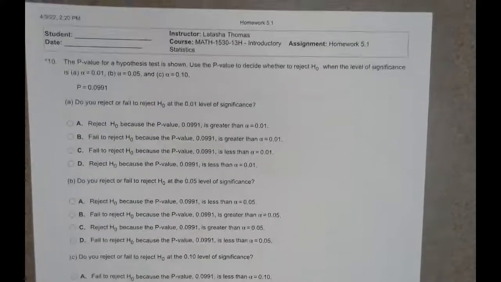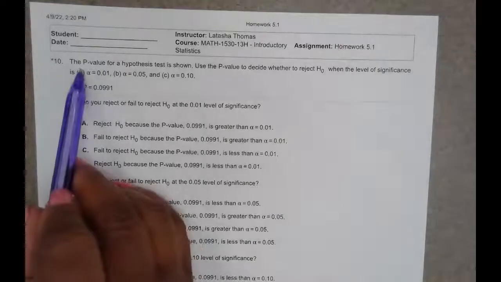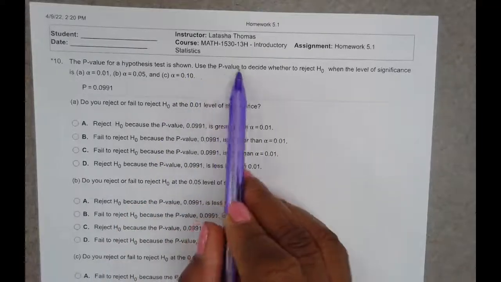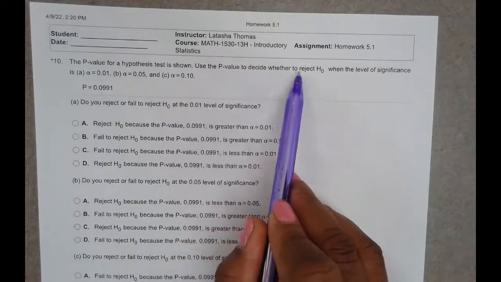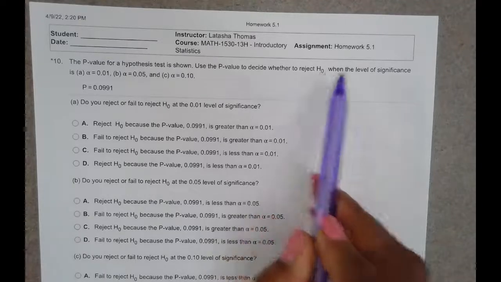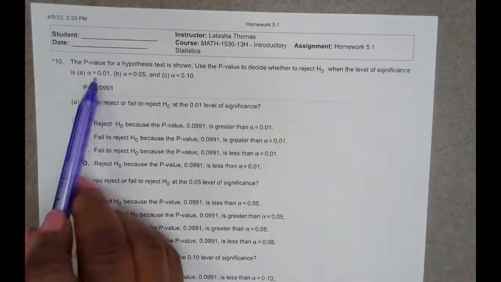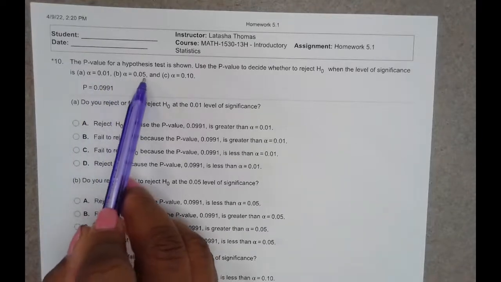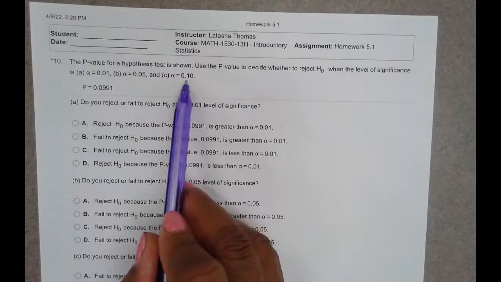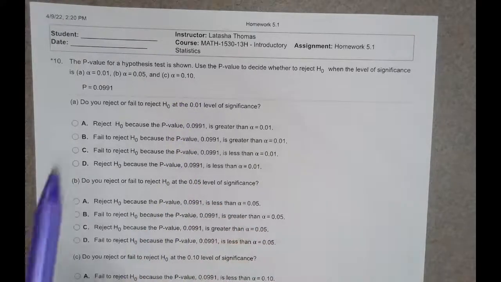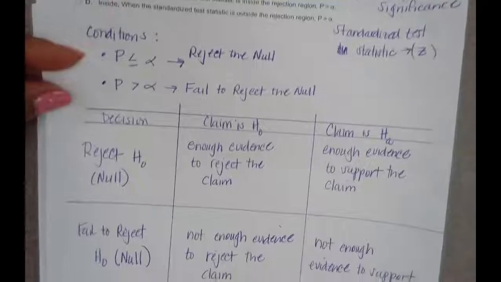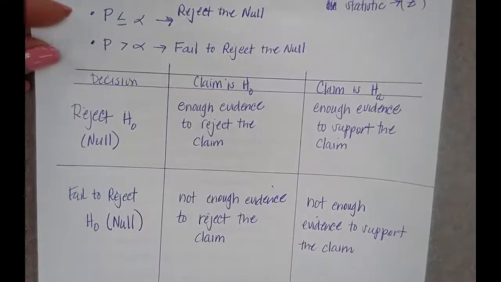Okay, let's take a look at our number 10. The p-value for a hypothesis test is shown. Use the p-value to decide whether to reject H0, or the null, when the level of significance is given. Here's our given p-value. Okay, guys, what we need is this table that we wrote down from number 9.